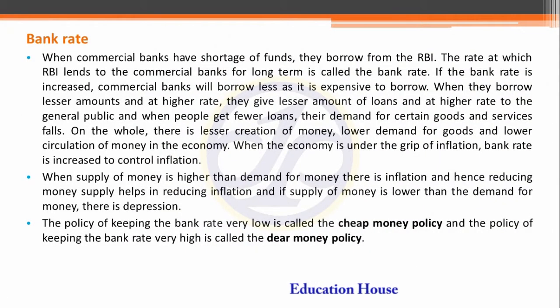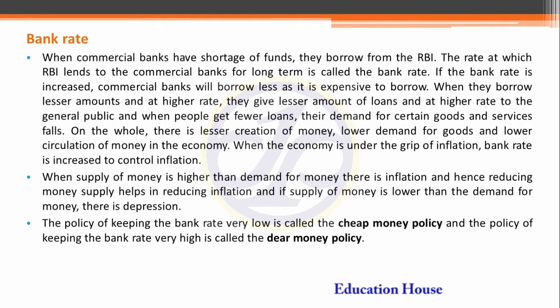Let's see. Number first, it's called the bank rate. Let's see it the proper way and with an example. Demand and supply of money can be controlled by RBI with different tools. Let's see what is the meaning of bank rate. When Reserve Bank of India lends money to the commercial banks for the long term period, whatever rate of interest is charged by RBI from the commercial banks, it is called a bank rate.